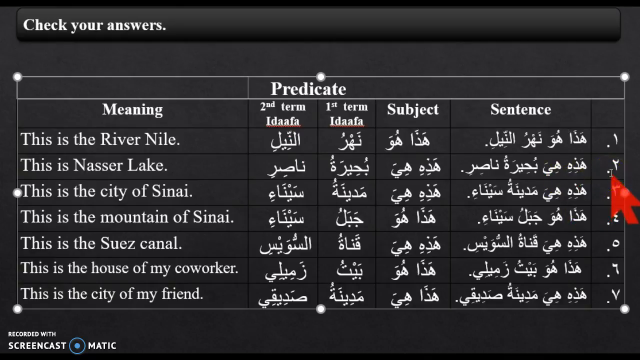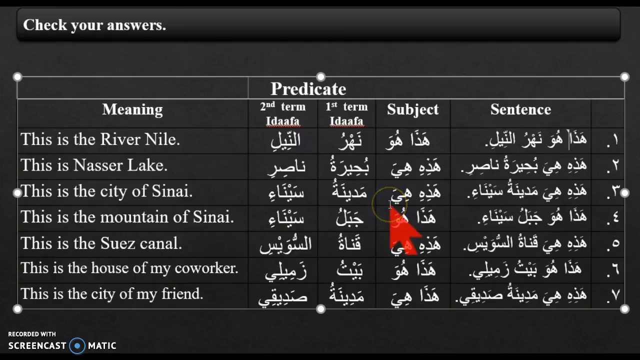رقم اثنين هذه هي بحيرة ناصر. هذه هي is considered the subject of the sentence. بحيرة is the first term in إضافة. ناصر is the second term in إضافة and carries only one كسرة because it is definite. And بحيرة carries ضمة because it is a predicate, and a predicate always carries the nominative case. The meaning: this is Nasser Lake, this is the river Nile.